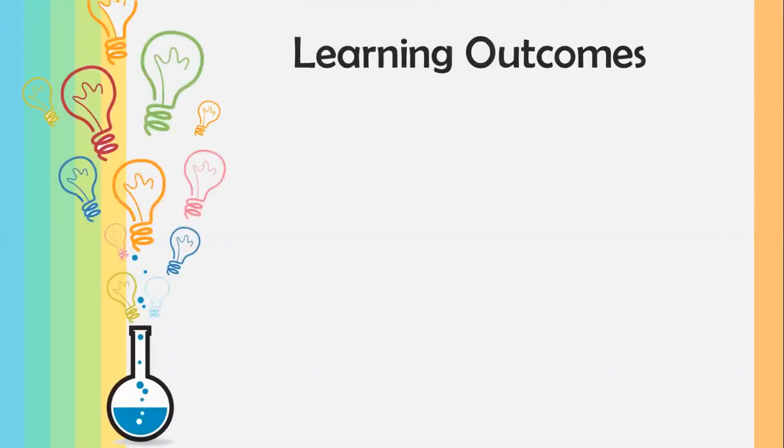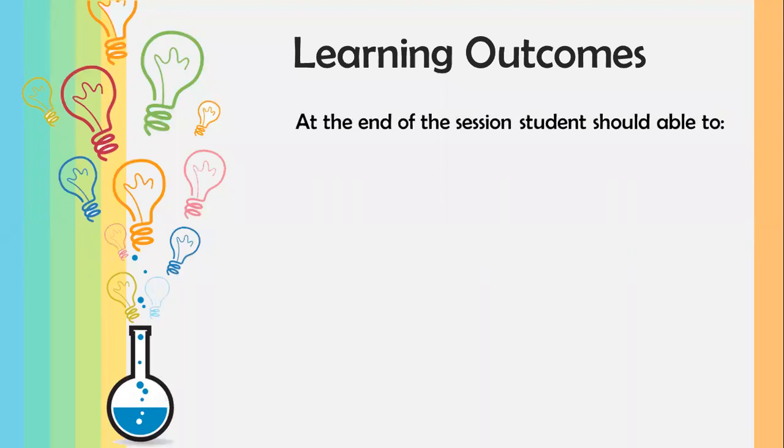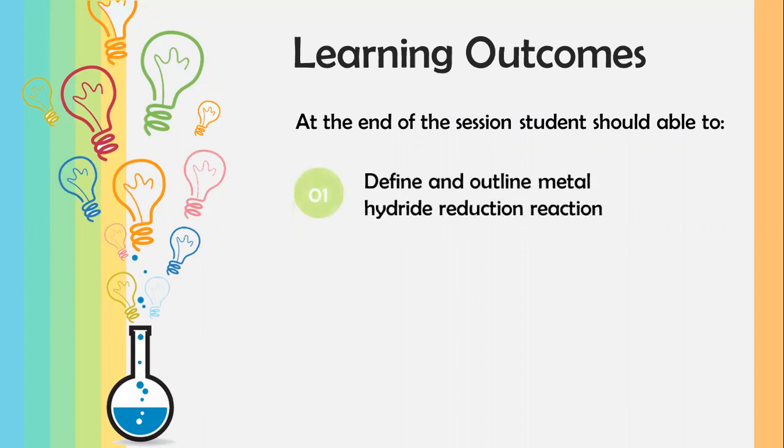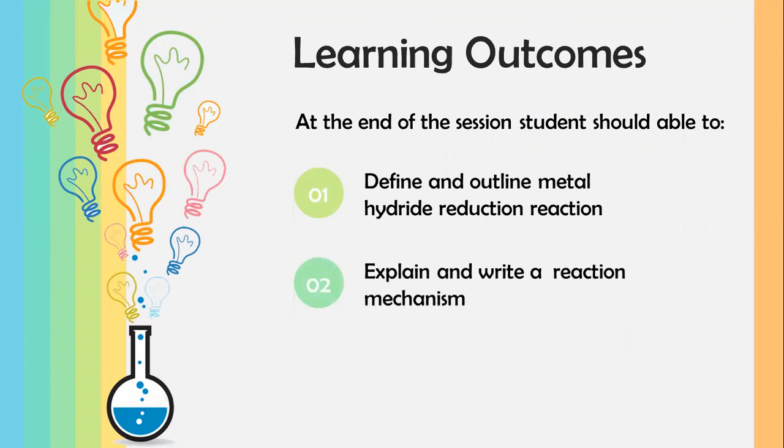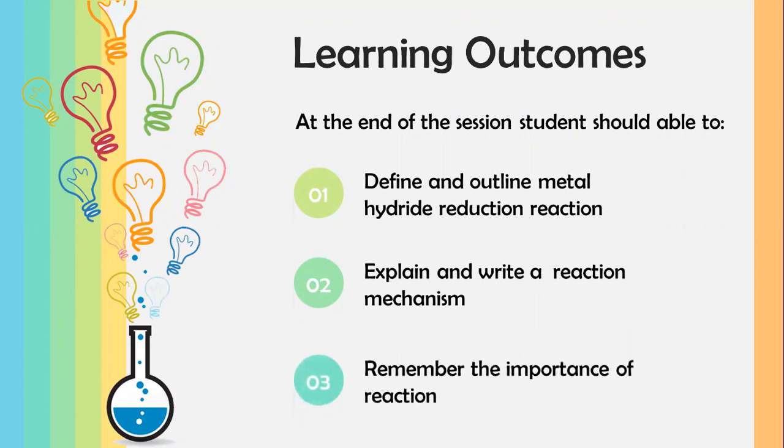Learning outcomes. At the end of the session, students should be able to define and outline the metal hydride reduction reaction, explain and write a reaction mechanism, and remember the importance of the metal hydride reduction reaction. These are the minimum expectations from students by a teacher.